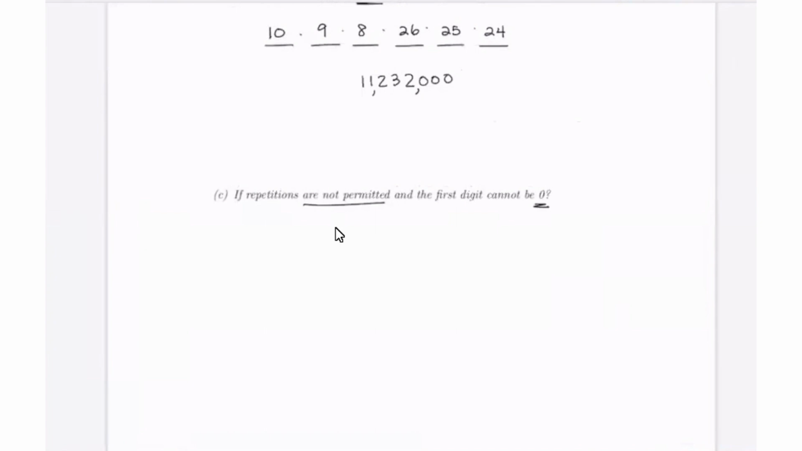So I can have 102, A, B, C, the first digit 1, 2, 3. The first digit cannot begin with a 0, so I have 9 choices. The second digit, okay, I already chose 1, so I have 9 digits. Okay, and then 8. Then 26, 25, 24, no restriction.